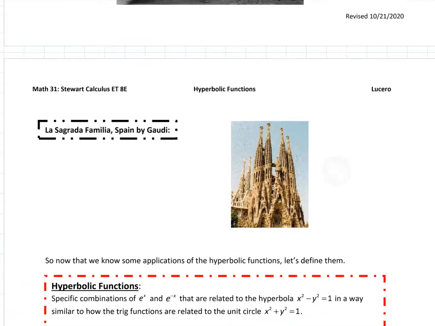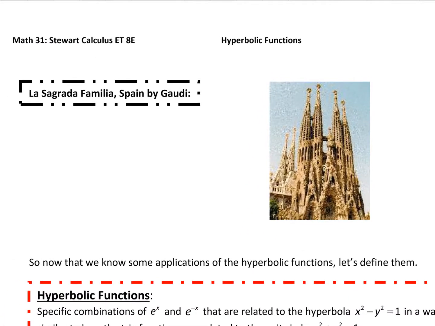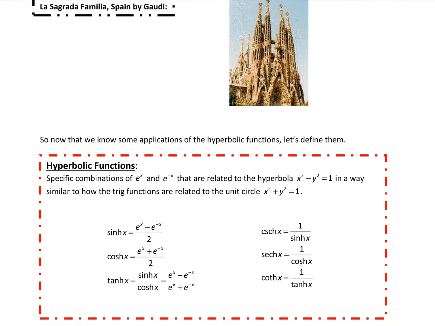And here's another example, another visual. Probably not going to say the name right, this Sagrada Familia in Spain. The architect Gaudi made these, and there are lots of catenary arches within his architecture. Okay, so let's get to the mathematics of it. Now that we have a little introduction, let's get to the mathematics of it.